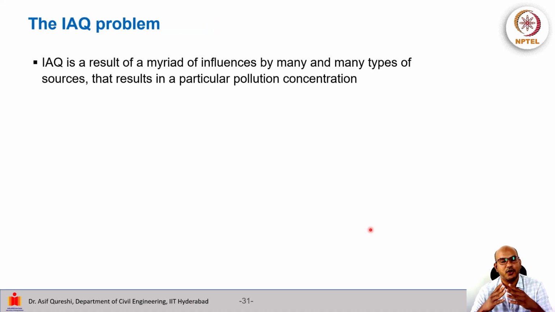So in summary, what we realize is that indoor air quality is a result of a myriad of influences made by many types of sources. We have seen furniture, carpets, bedding, shower, chemicals stored in garages or bathrooms, cooking. So we have so many sources, and all of these combined result in a particular pollution concentration, which, when existing for some time, will be inhaled by us in substantial amounts and cause indoor air exposure for us humans.